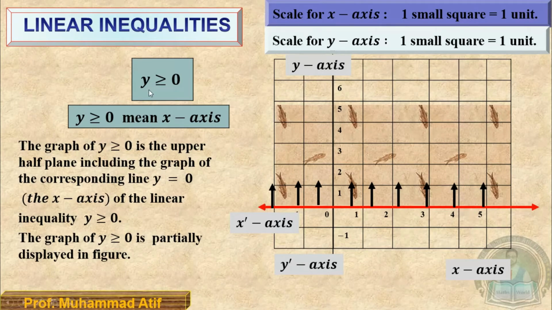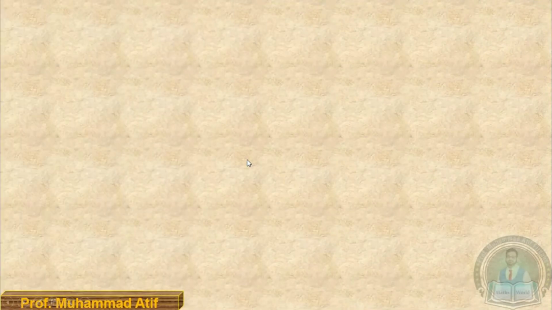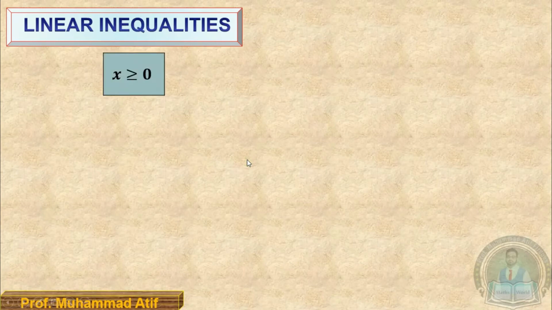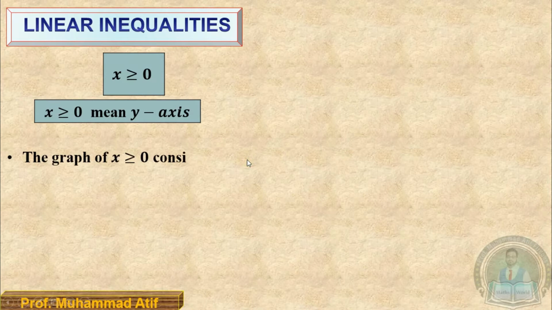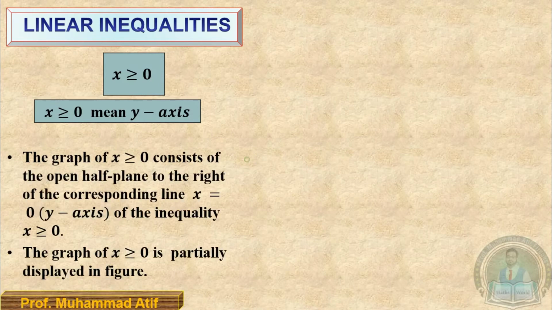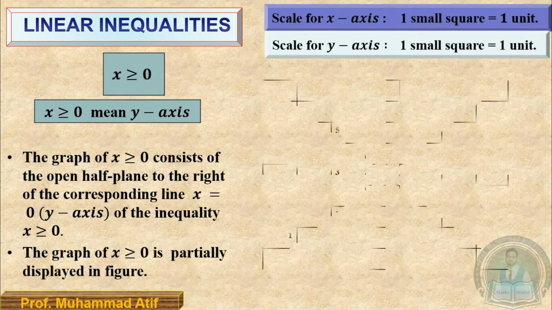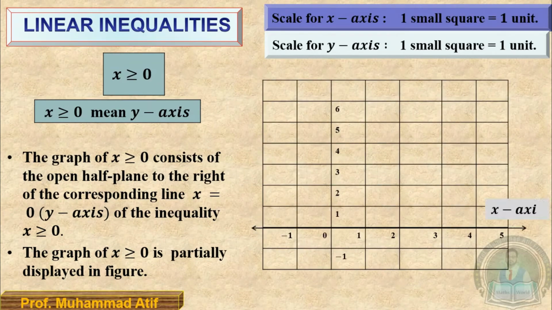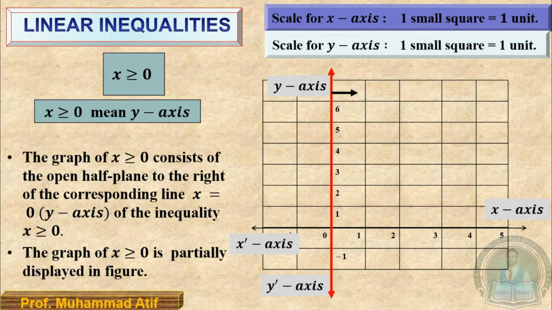Another note is when x is greater than or equal to 0, then what will happen? If you have to shade this region, you are talking about the y-axis, and on the y-axis all the values of x are 0. In this case, you are talking about the y-axis and the positive sign or greater than, and this is your y-axis, and greater than or positive means the right hand side.